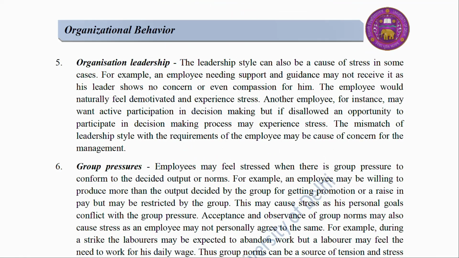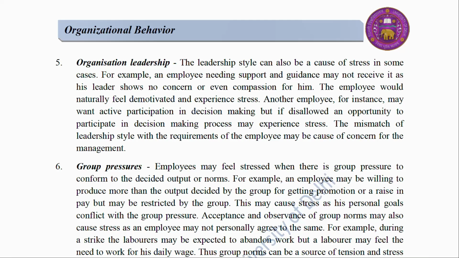Fifth, organization leadership. The leadership style can also be a cause of stress in some cases. For example, an employee needing support and guidance may not receive it as his leader shows no concern or even compassion for him. The employee would naturally feel demotivated and experience stress. Another employee may want active participation in decision making, but if disallowed an opportunity to participate in the decision making process, may experience stress. The mismatch of leadership style with the requirements of the employee may be a cause of concern for the management.